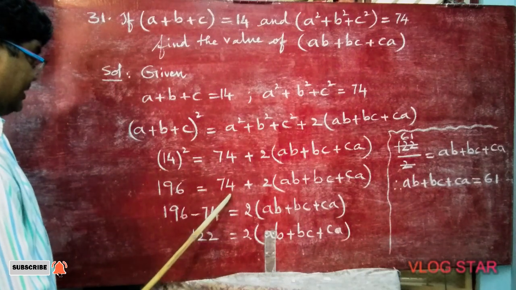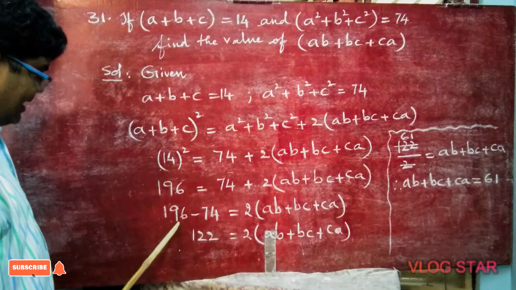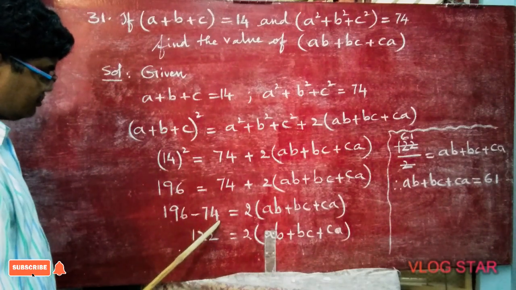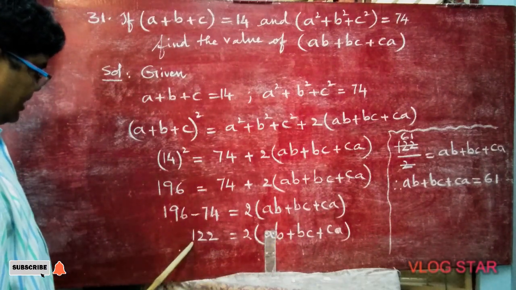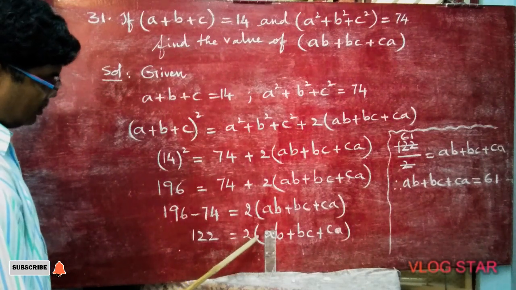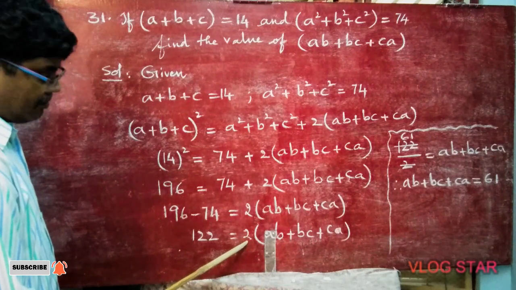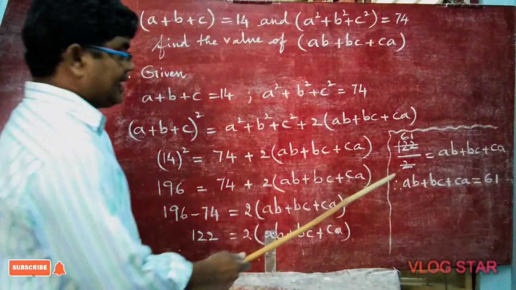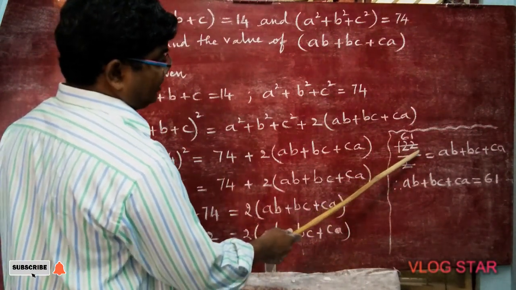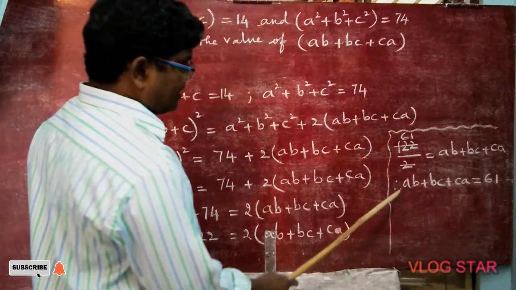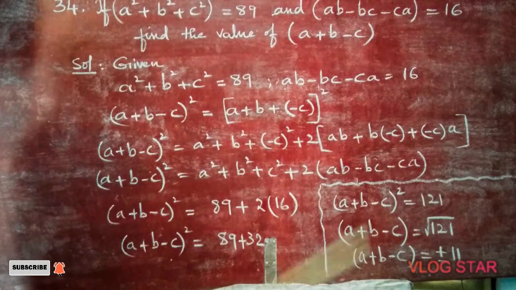So bring this plus 74 from the right side to the left side. 196 minus 74 is equal to 2 into (ab plus bc plus ca). Subtract. You will get 122 is equal to 2 into (ab plus bc plus ca). Coming from right to left, multiplication changes into division. 2 goes in 122, 61 times. Therefore, ab plus bc plus ca is equal to 61.